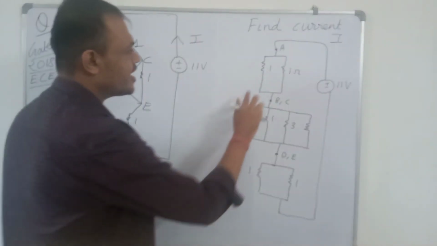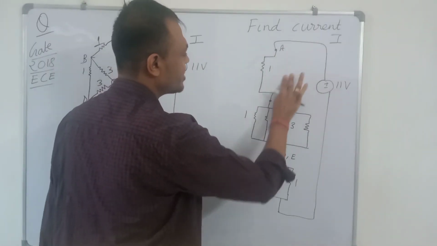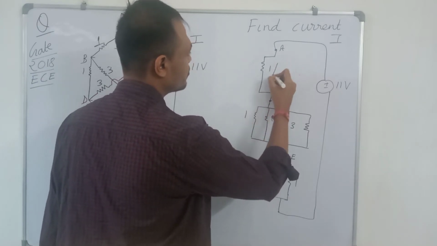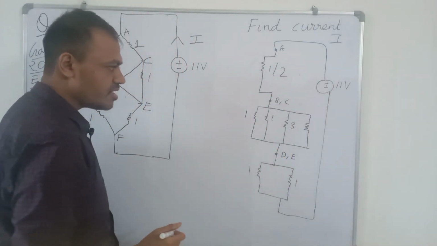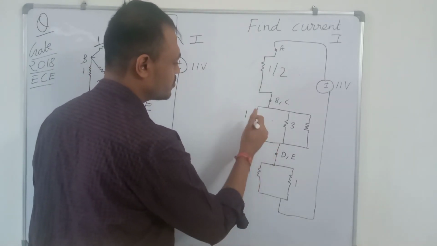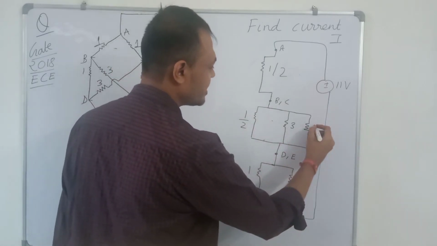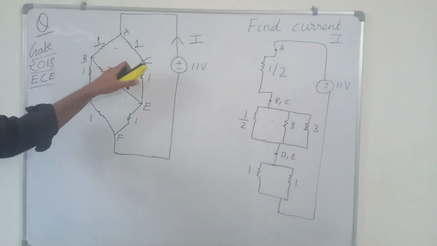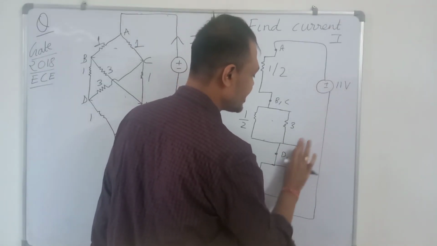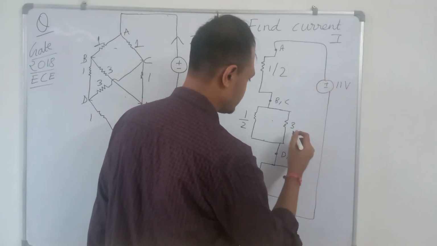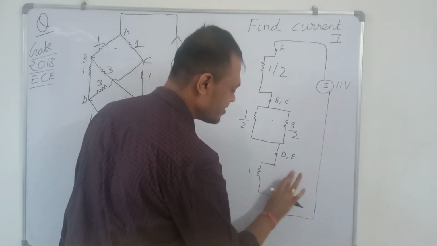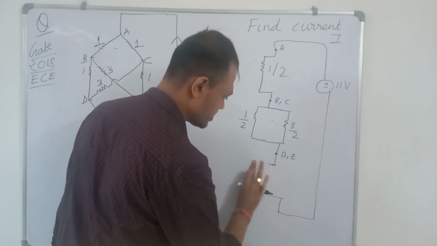So 1 ohm and 1 ohm resistors in parallel become equivalent to 1 by 2 ohm. And 1 ohm and 1 ohm in parallel equal 1 by 2 ohm. And 3 and 3 are in parallel, so they become equivalent to 3 by 2. Again 1 and 1 ohm are in parallel, so they become equivalent to 1 by 2.